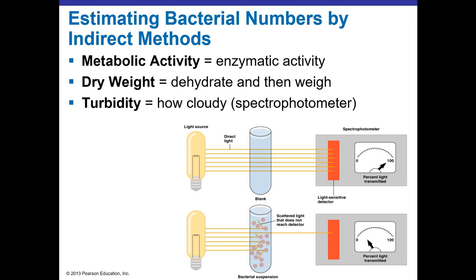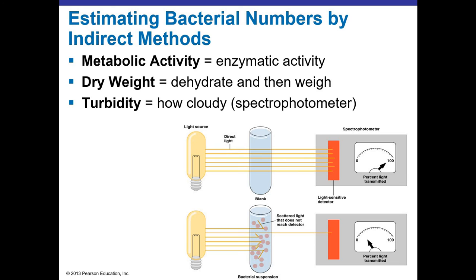You can also do things by dry weight. Just simply suck all the water out of the bacteria, dehydrate them, and weigh them on a filter paper. The one that weighs more, obviously there was more bacteria there. So metabolic activity is used quite frequently. Dry weight, not so much. But a lot of times we use turbidity using a spec.